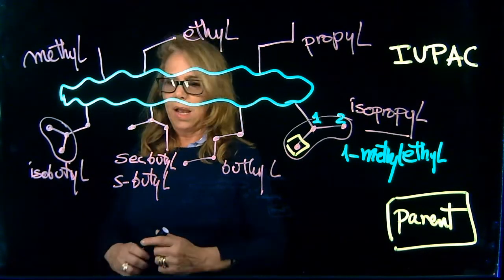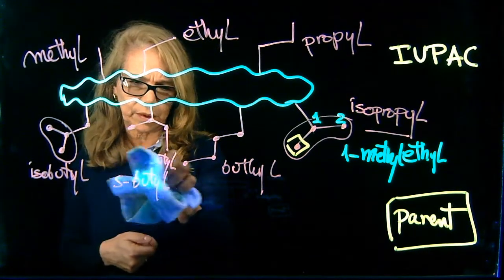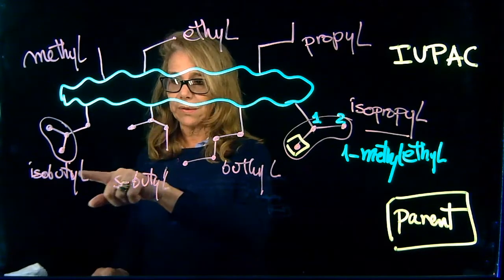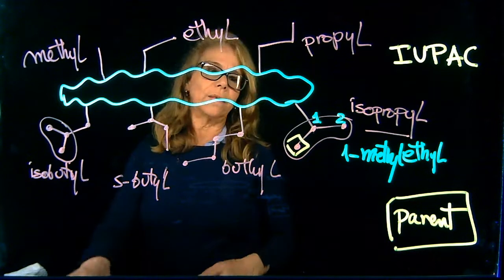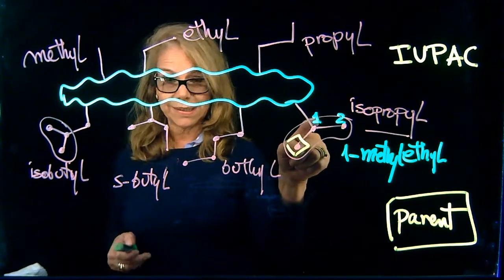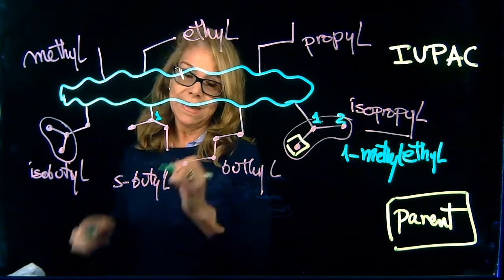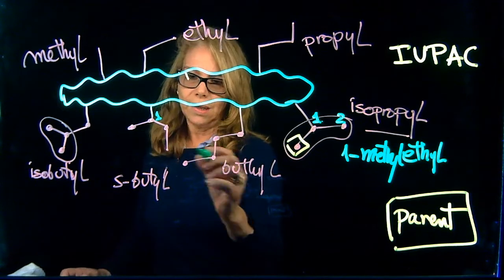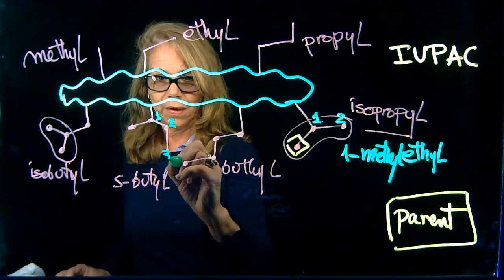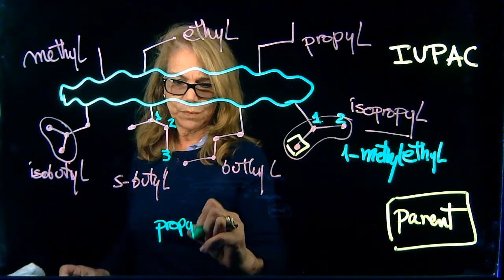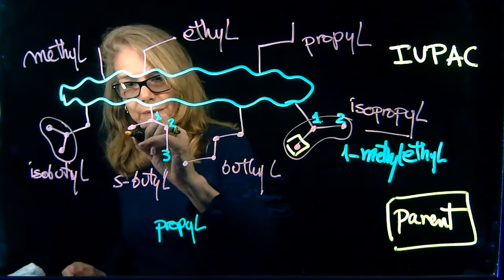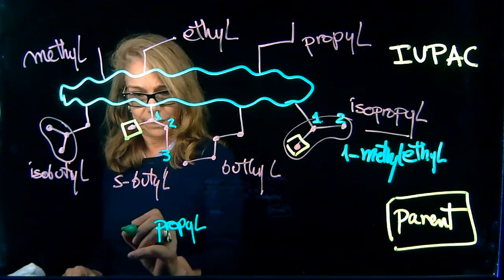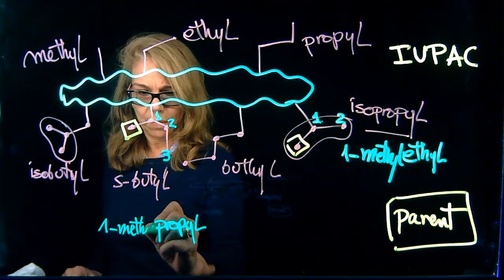But this one with branching, I'm going to just get one of the names out of here so that we have more room. All right, that's butyl enough. Remember, those are common names. We're doing IUPAC naming here. So what is the step? Now we need to identify the atom that is directly attached to the parent chain, and this is it. The next step is identifying the parent chain to give the main name to the substituent. I say, okay, one, two, three. So it might be called propyl, but this propyl has a methyl substituent at carbon one. So the name of this altogether is 1-methylpropyl.